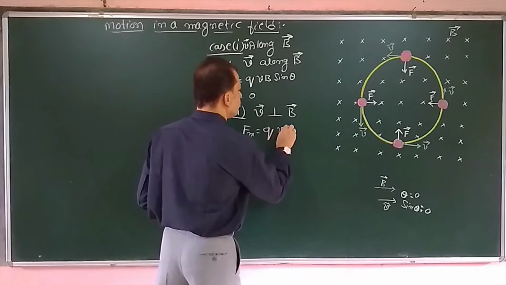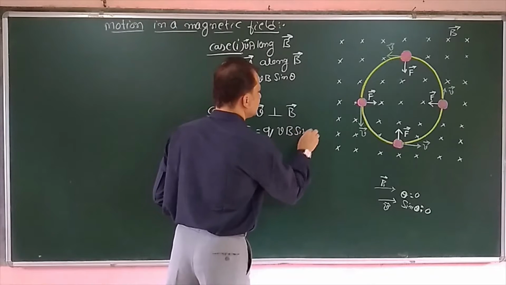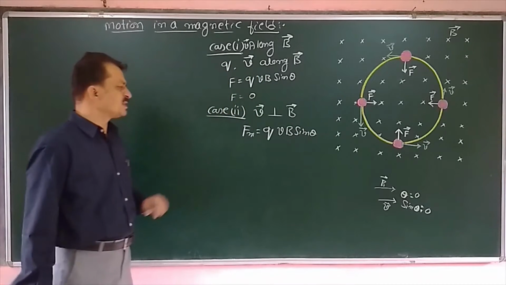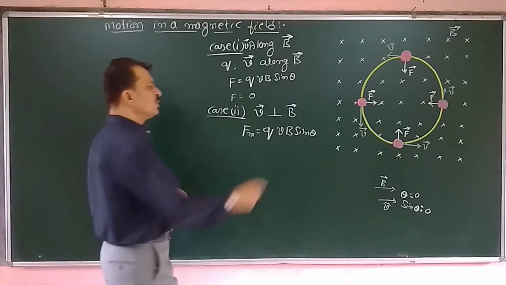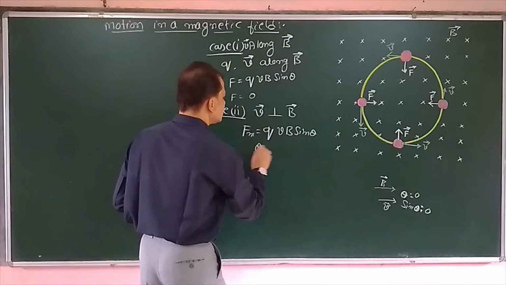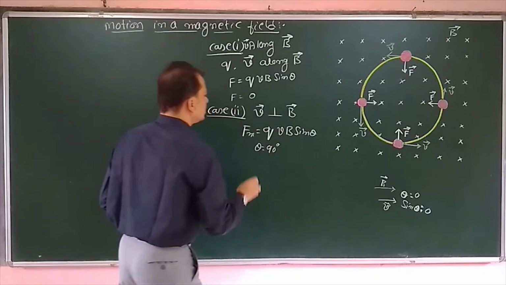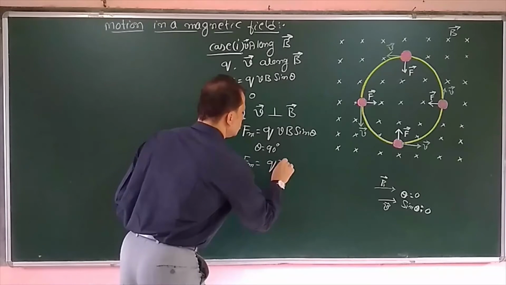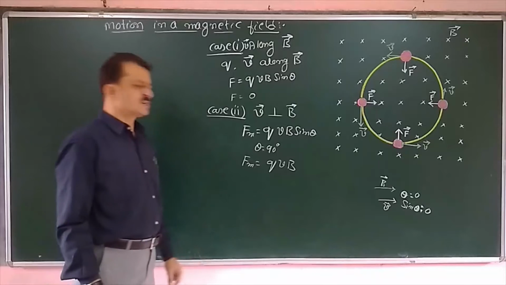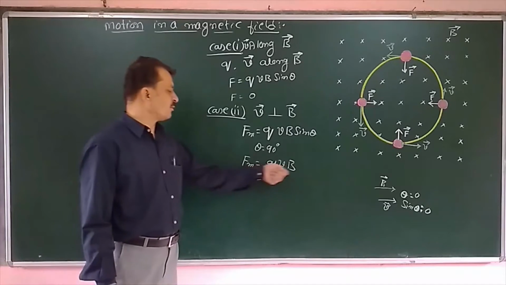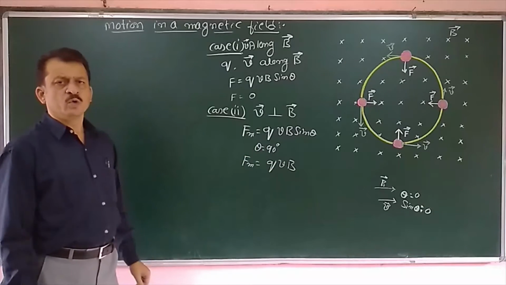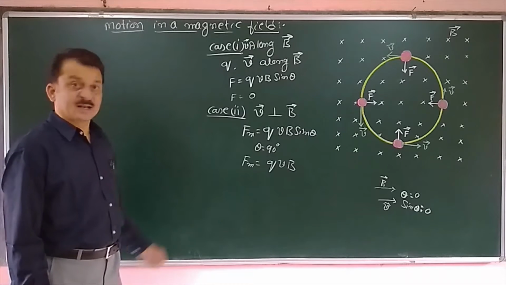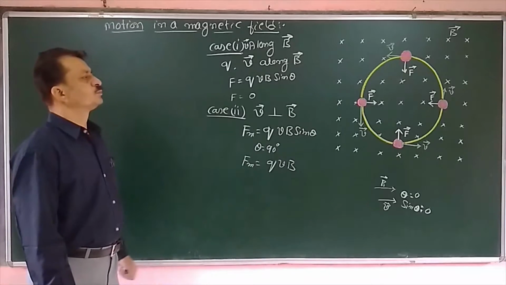q v B sin theta. General expression is qvB sin theta. Here theta is 90 degrees, so therefore we get a maximum force, that is qvB. Sin 90 is 1, therefore Fm is equal to qvB. It experiences a maximum force.